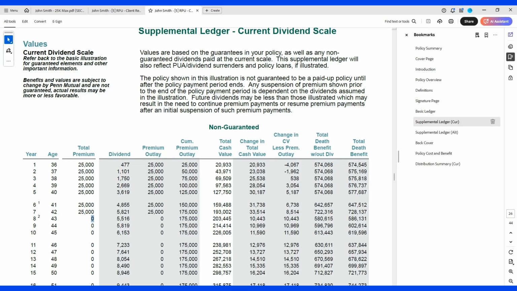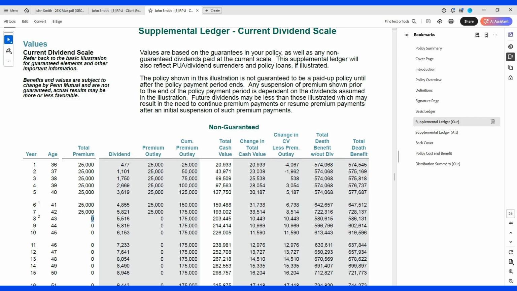This is important because, again, these policies age like a fine wine. They get better every single year that they're in force. So if you're happy to pay a premium in year 1, why would you not want to pay a premium in year 8? You built that foundation for a reason.